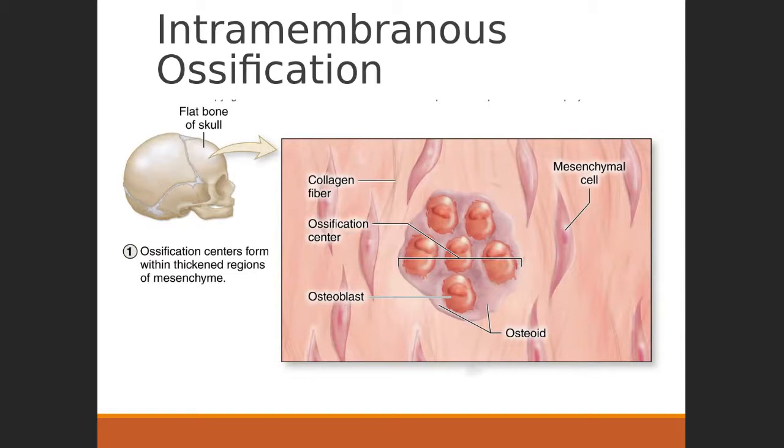The first thing we get is the formation of an ossification center. We get osteoblasts kind of huddle up, group together. They're going to start secreting substances into their immediate surrounding matrix and form this osteoid. So we have this osteoid with these osteoblasts suspended in it, making up this entire ossification center.